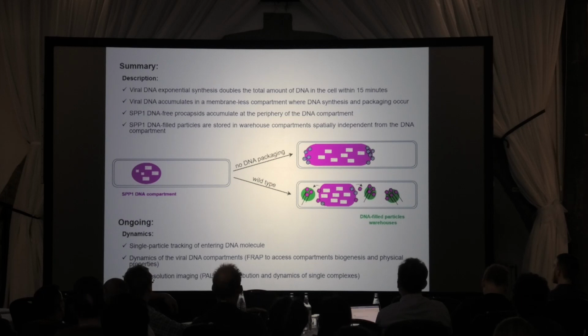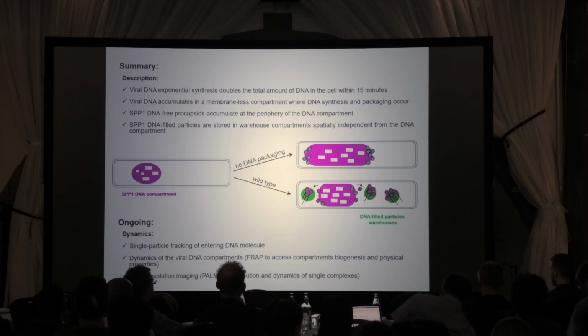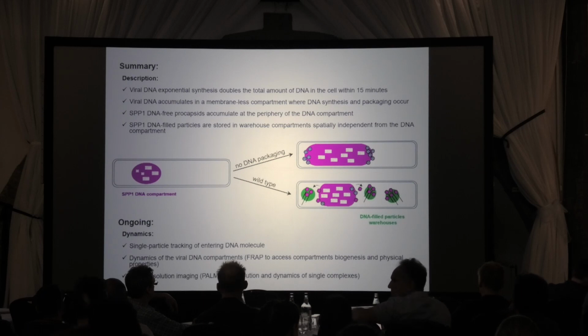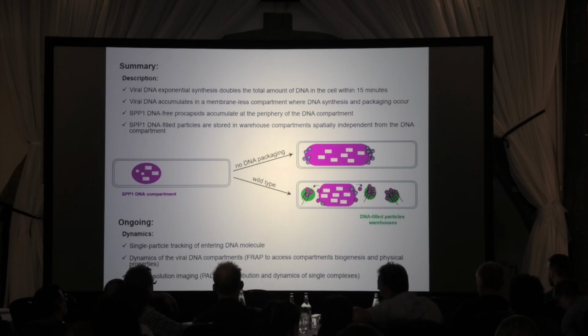And what we are now pursuing is to try to understand how this starts happening by making single particle tracking of the entering DNA molecules before they are established in a defined position in the cell, to follow the DNA compartments and know if this is phase separation, some type of polymer collapse that is attributed to DNA, or any type of aggregation for the procapsids. So those are the types of questions we are asking. And finally, we want to see the individual replisomes, and for that we'll need super resolution approaches to see both distribution and dynamics of these single complexes.